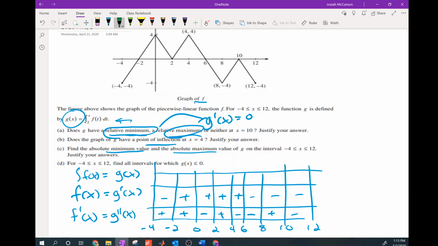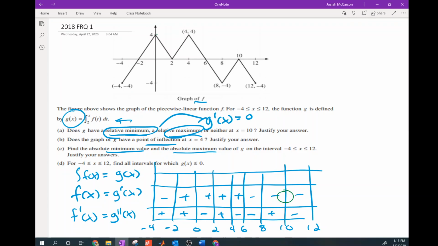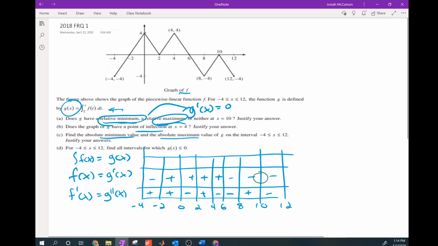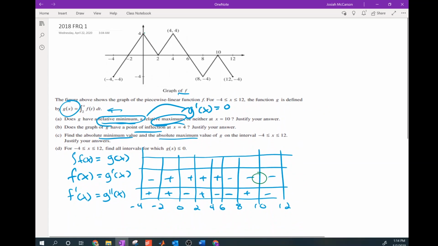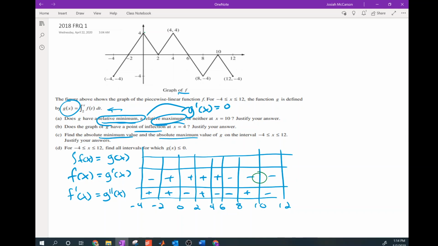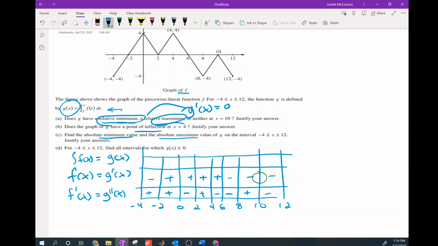So at 10 for g prime, that's right here. It's negative, negative. So that means there's no switch. So we're going to tell them, no, there is not a maximum or minimum at x equals 10.